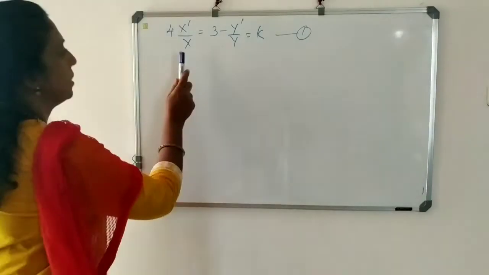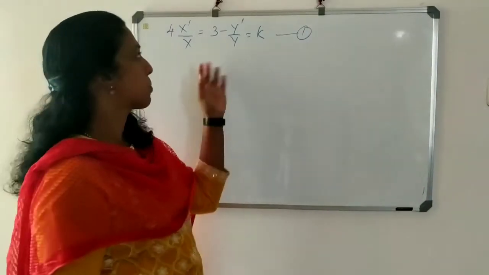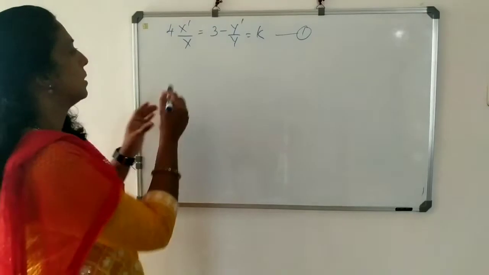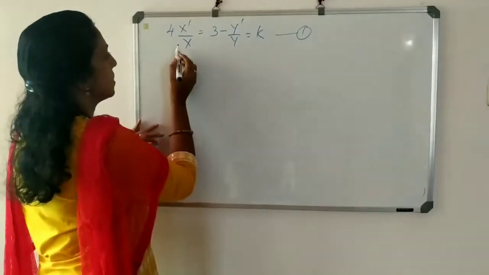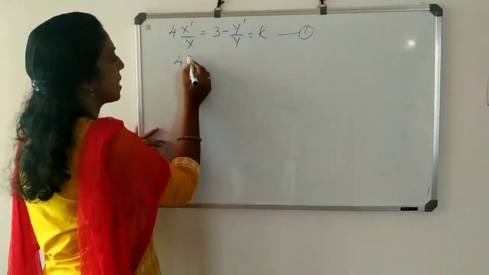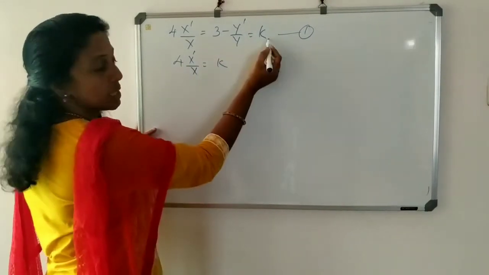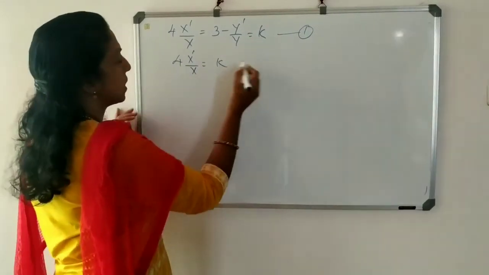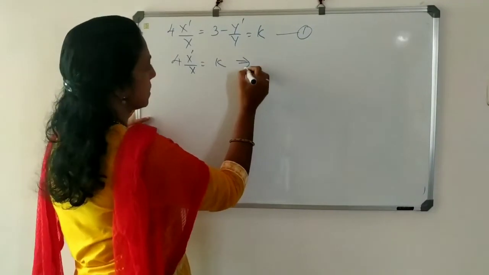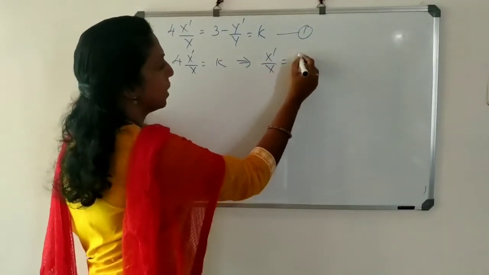Now, this is the equation we got after substitution. Here we will solve this. Taking 4X dash by X is equal to k, we will equate these two. So this becomes, or you can take this as X dash by X is equal to k by 4.